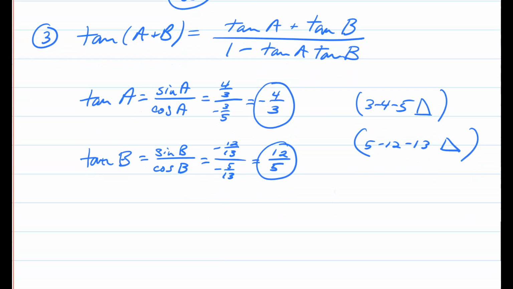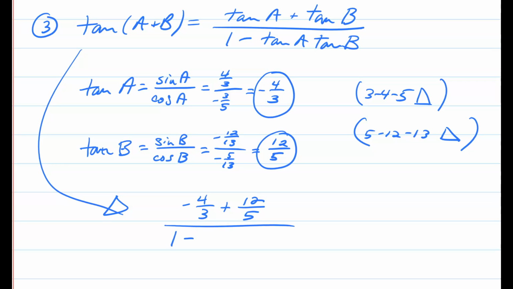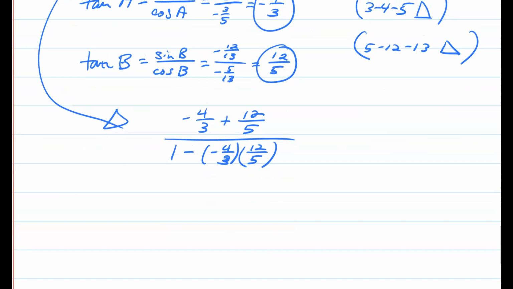So at this point, we can plug in our numbers. So the tangent of a plus b now is going to be the tangent of a, which is negative 4/3, plus the tangent of b, which is 12/5, over 1 minus the product of negative 4/3 and 12/5. Let's simplify this.